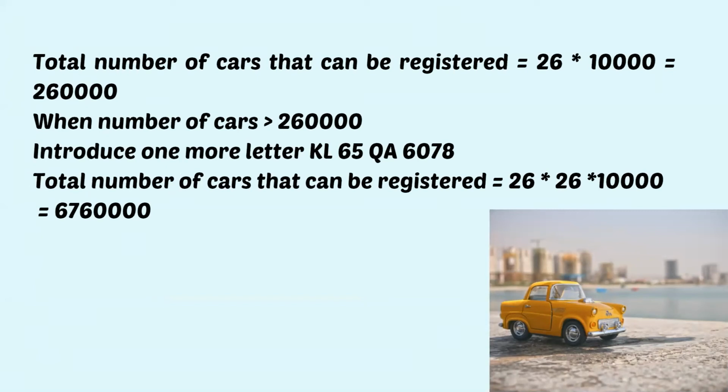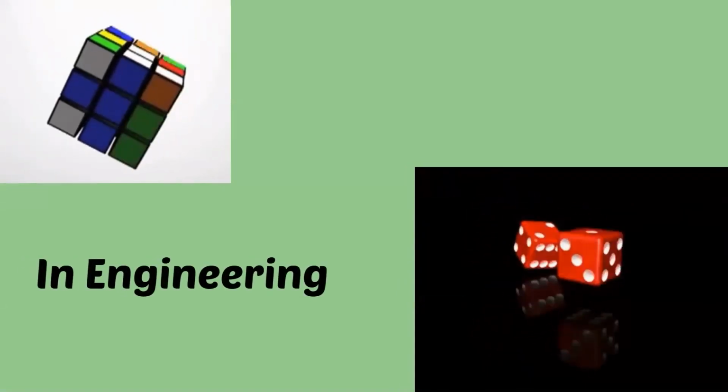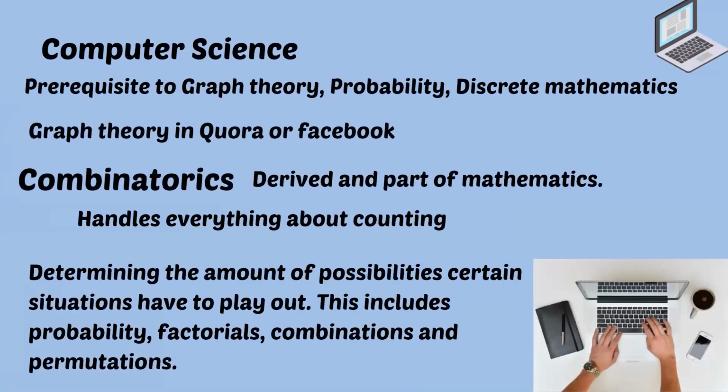It becomes 67,60,000. So this is how this is changing. This is how the permutation and the combination is changing. So now we can see the different applications of the permutation and combination. So first we'll go to the engineering field. So this permutation and combination is being used by a computer science engineer.